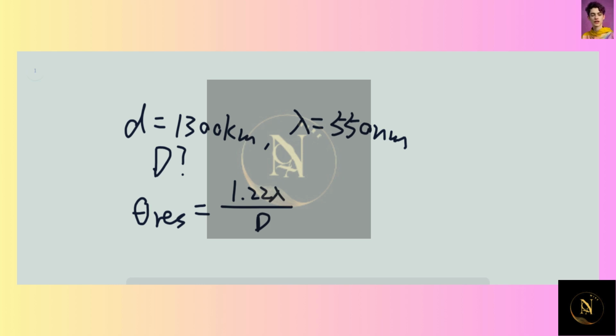We don't know theta, the resolution limit, but there's another equation we can use to figure it out. This other formula for the resolution limit is d over L. Here d is the diameter of the outermost ring, given as 1300 kilometers, and L is the distance from the Earth's surface to the Moon's surface. Let's go to the second page.